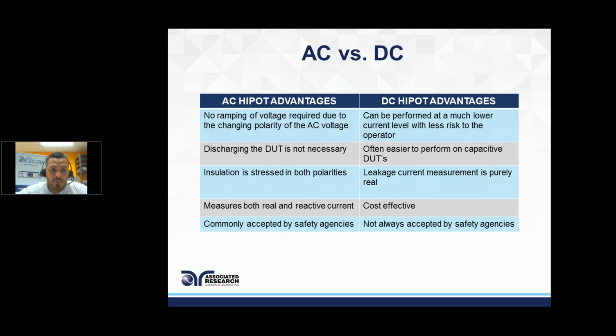Discharging the DUT for the most part is not necessary because it's just charging on its own, it's oscillating. Insulation is stressed in both polarities, negative and positive. At the same time, if I'm testing at 1.24 kilovolts, depending on the frequency, for a certain amount of time it's seeing a lot higher voltage than that. So some might view that as an advantage or disadvantage, that you're testing a little more strenuously in AC.